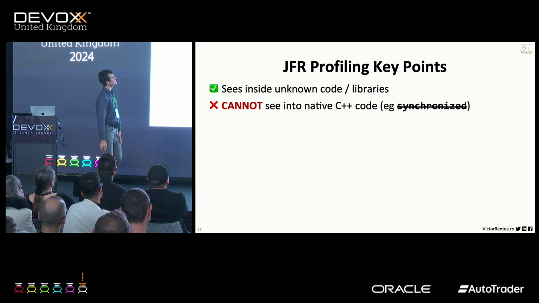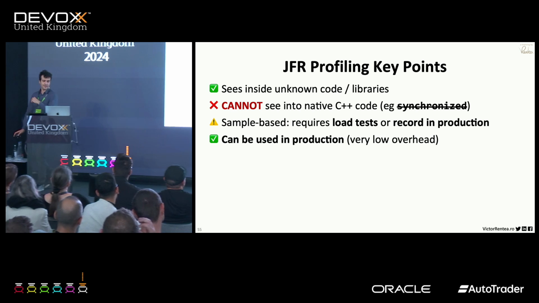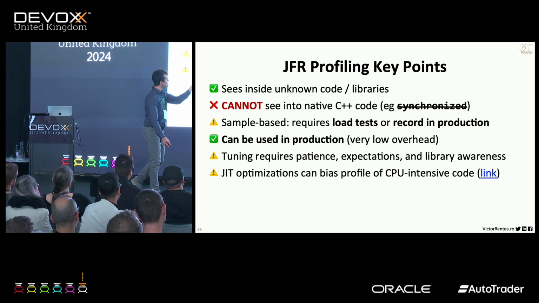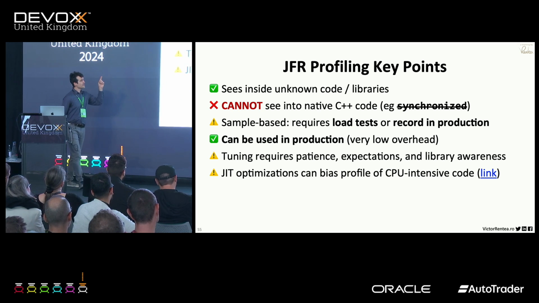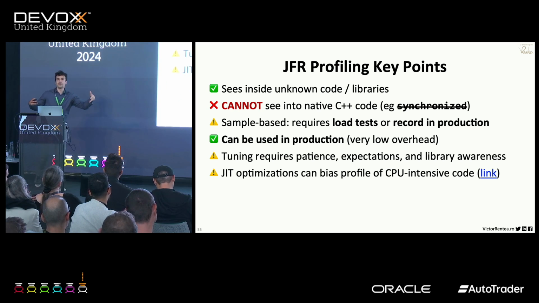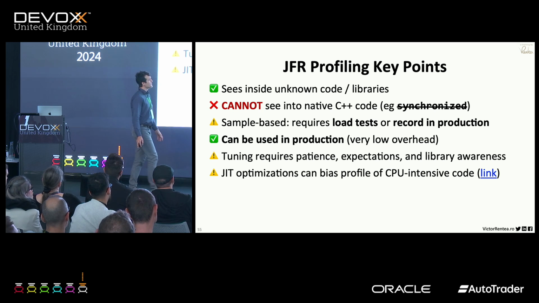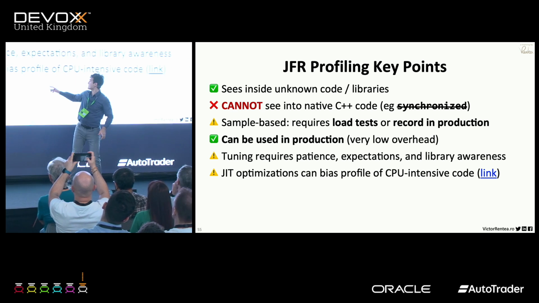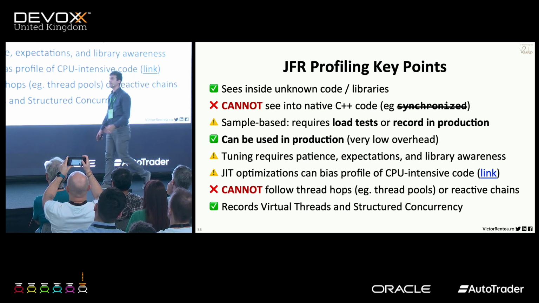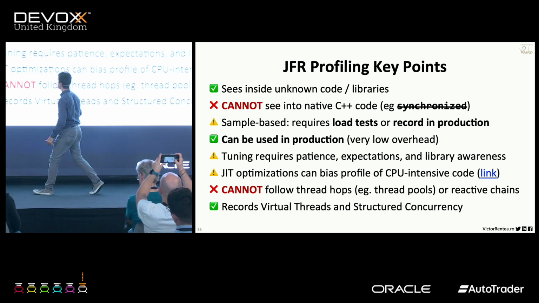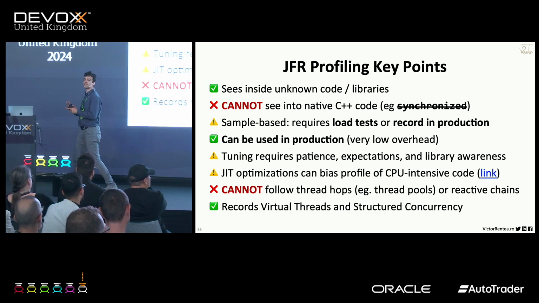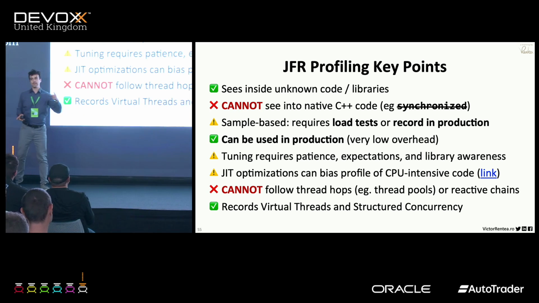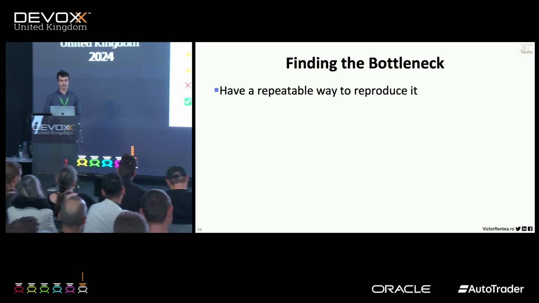So what have we learned? It sees inside unknown code and libraries. It does not see into C++. It requires many samples to be precise. Can be used in production, the good news. Tuning requires you to have an awareness about the libraries that are in play in your application, right? And if you have super heavy CPU-intensive code, you need to read this article here about biases due to the just-in-time compiler, right? Can't follow when you switch threads from one to another, but it can follow virtual threads and structured concurrency. So this is the way to go in Java profiling.